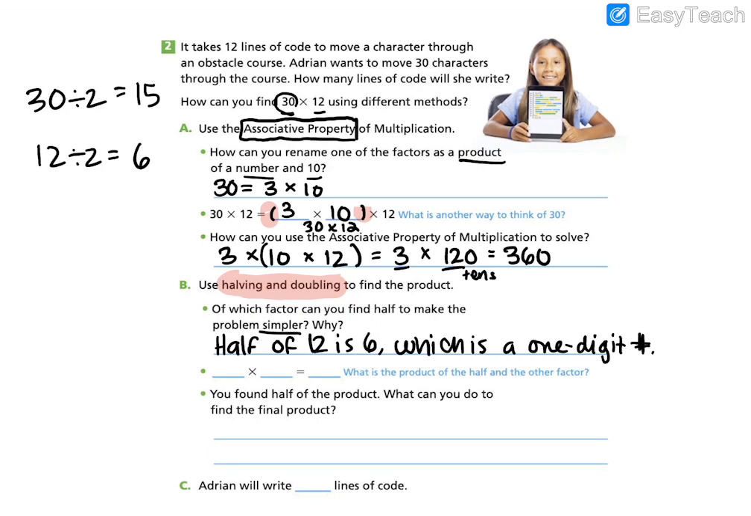So the next step is to write the new equation. So with halving and doubling, we've halved 1. So now we have 30 times 6. Okay, 3 times 6 is equal to 18. But we are looking at 3 tens. So 3 tens times 6 is 18 tens, or 180.